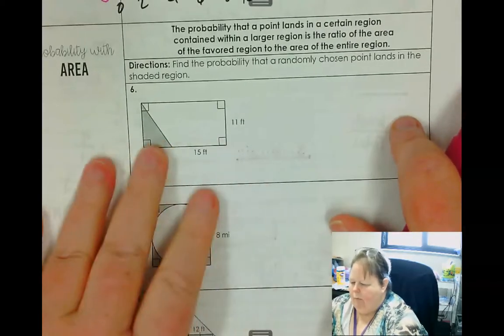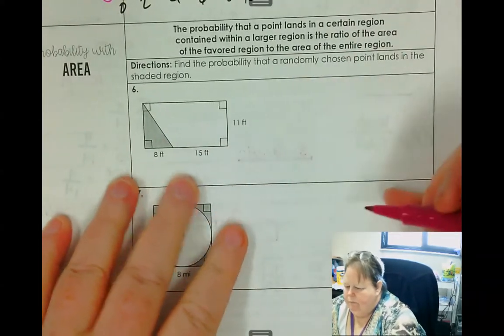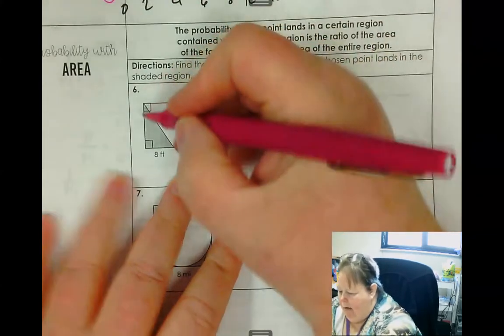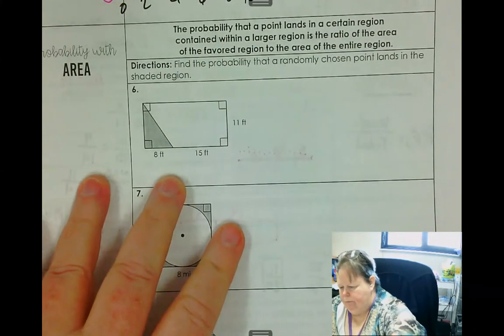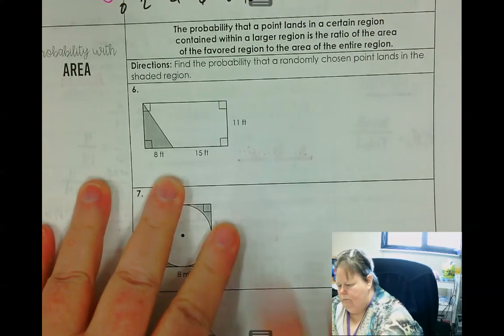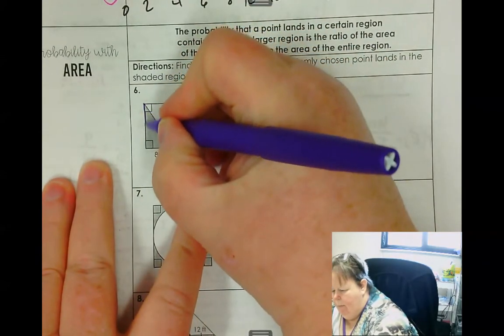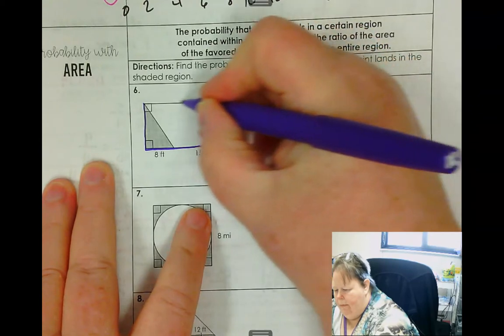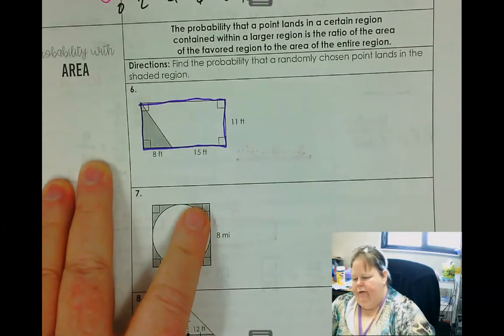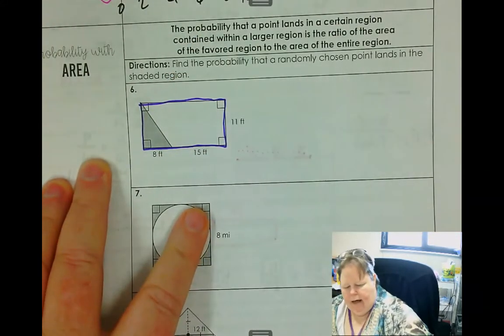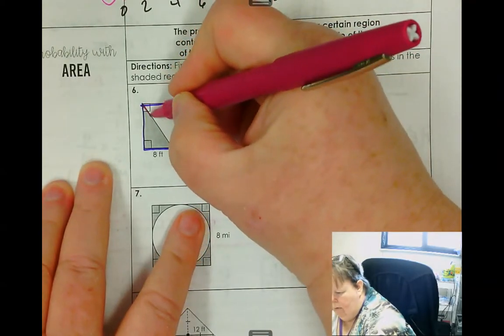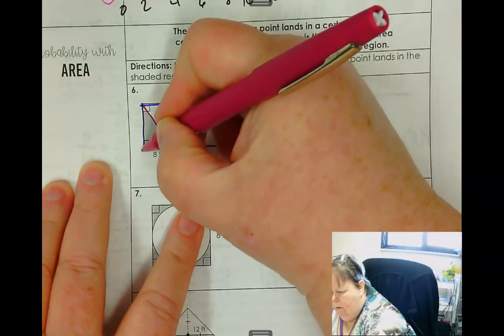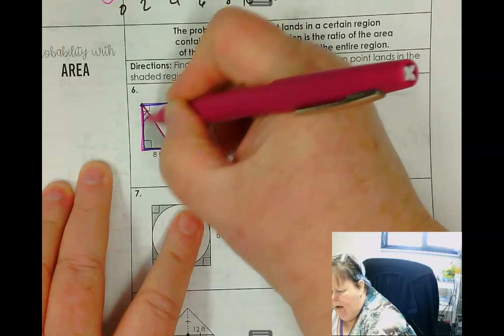So let's look at number 6. We have a rectangle. See the rectangle? And most of it is not shaded. Then we have a triangle, and it is shaded.